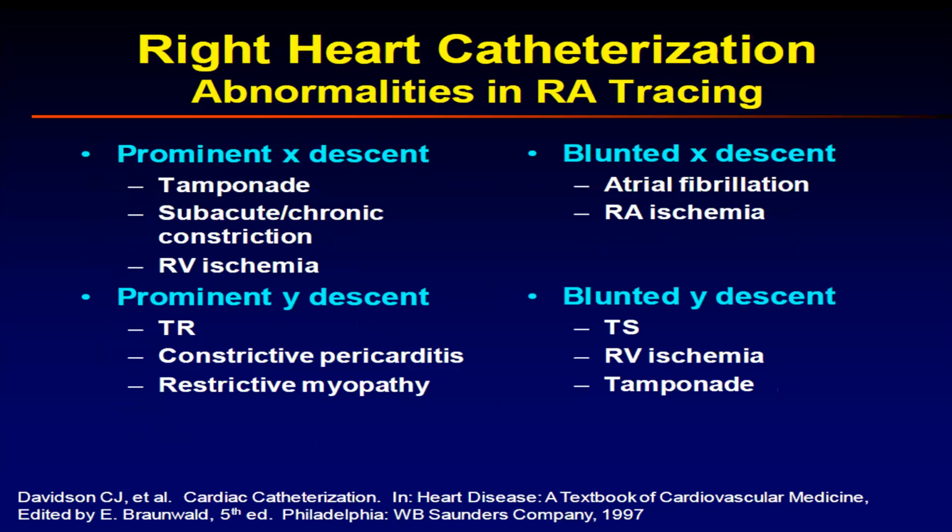And when you look at X descent and Y descent, really the only thing that I wanted to remind you, people always ask the difference between constrictive pericarditis and tamponade. Just remember that in constrictive pericarditis, we have both prominent Y and prominent X descent. But in cardiac tamponade, we only have prominent X descent. Okay, that is the difference that you need to remember.